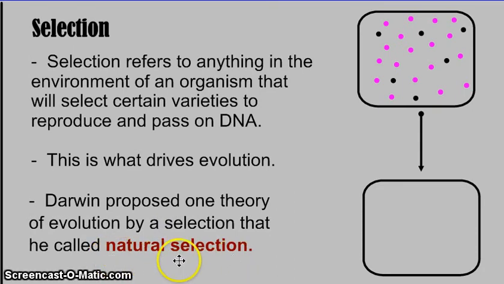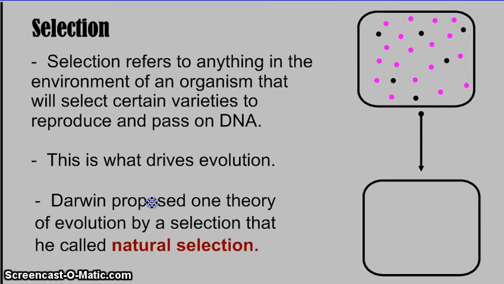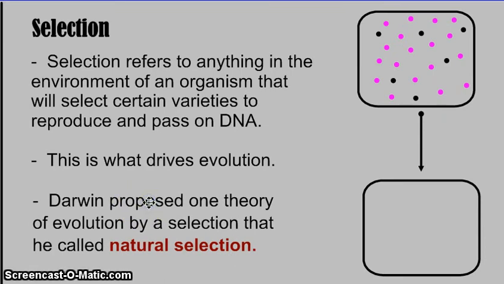Now, you must understand, or I want you to understand, that natural selection is one type of selection, but it is only one type. There are many other forms of selection as well. But the primary one for animals is likely natural selection.